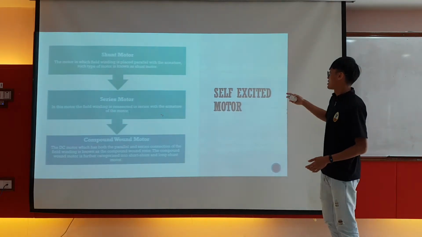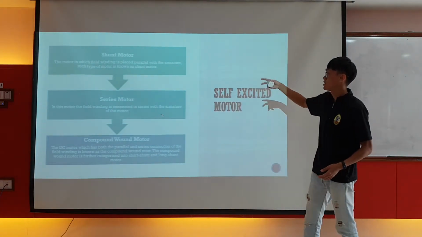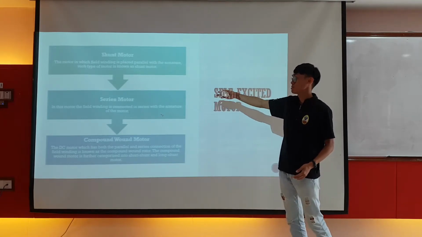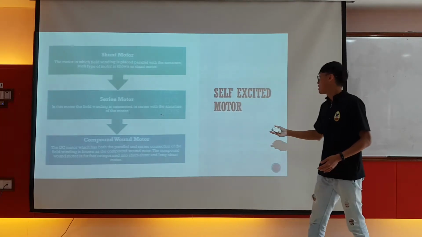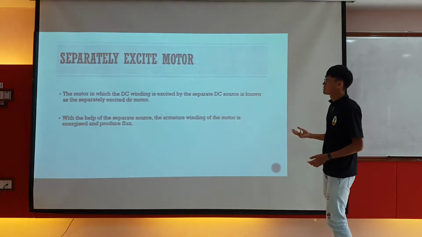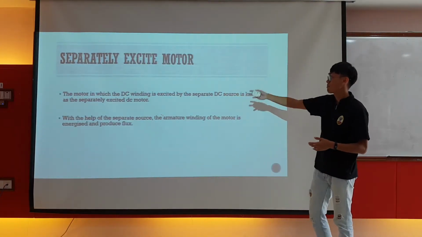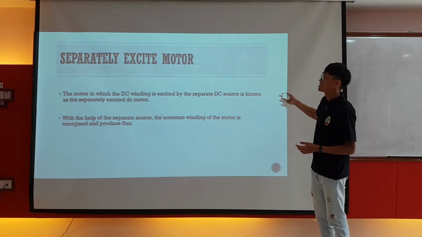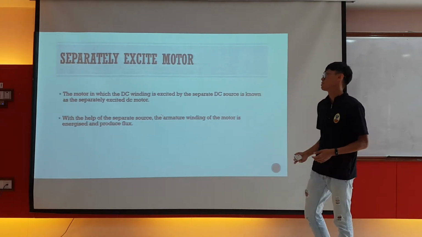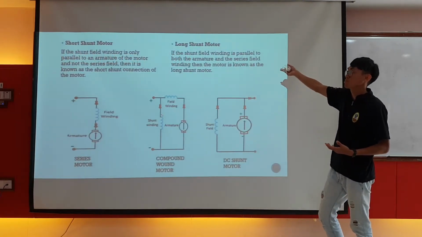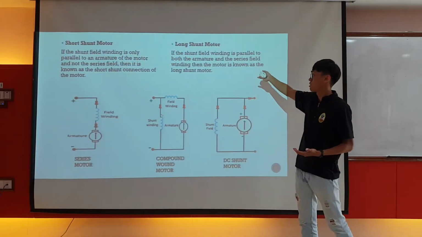The self-excited motor actually differentiates into three parts, which are the shunt motor, series motor, and compound wound motor. And for the separately excited motor, the field winding is excited by a separate DC source, which is known as the separately excited DC motor. And we have two types of shunt motor. First is short, and second is long.